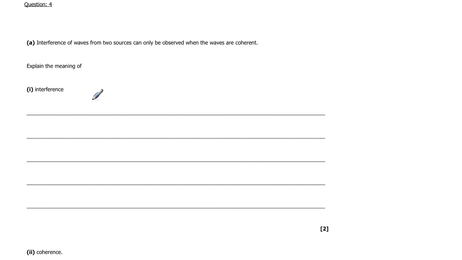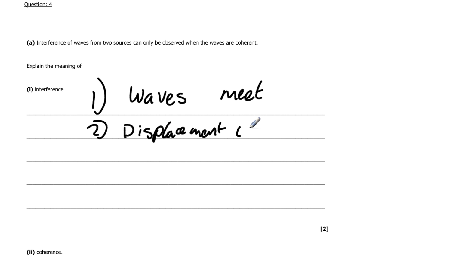So first mark is for pretty much saying that waves meet, and second mark is for talking about how their displacement combines.